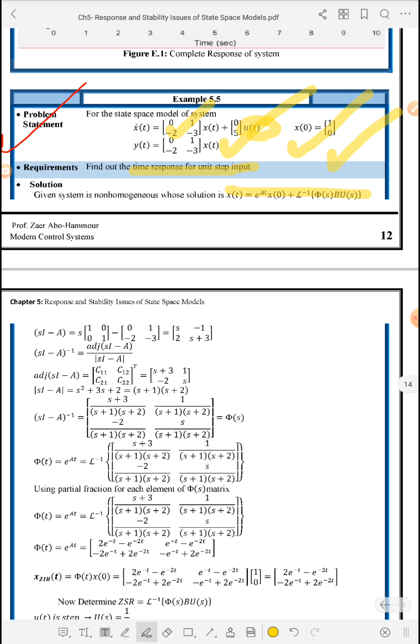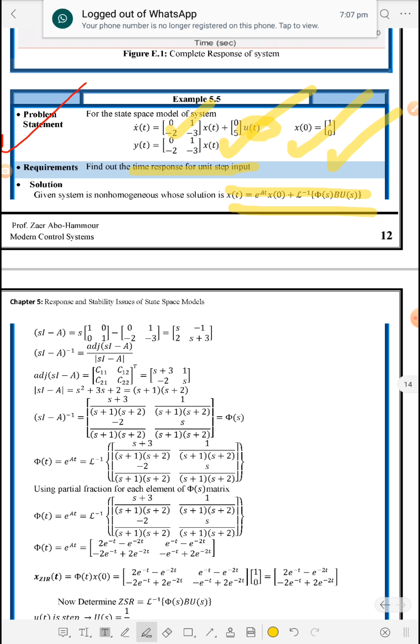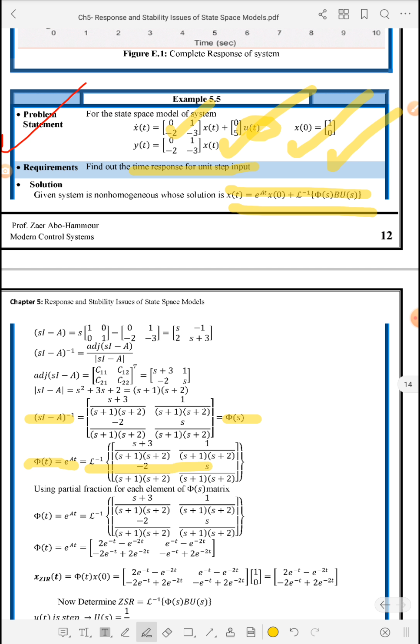X of t will be given by this equation, and if we proceed, we find sI minus A inverse, which is equal to phi of s, and phi of t, which is the Laplace inverse of this equation. After performing the required calculations, we get this equation, and the zero input response will be phi of t multiplied by the initial condition vector, and we will get this formula regarding the zero input response. This is the first part of the solution.